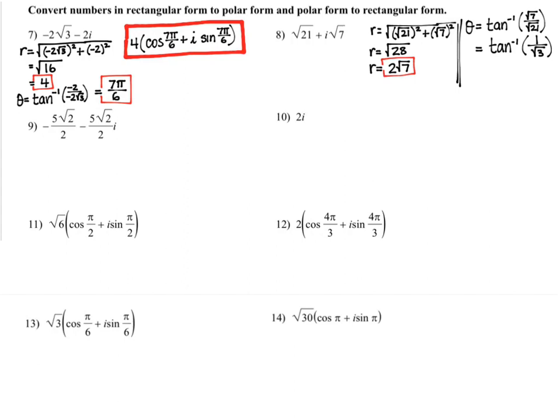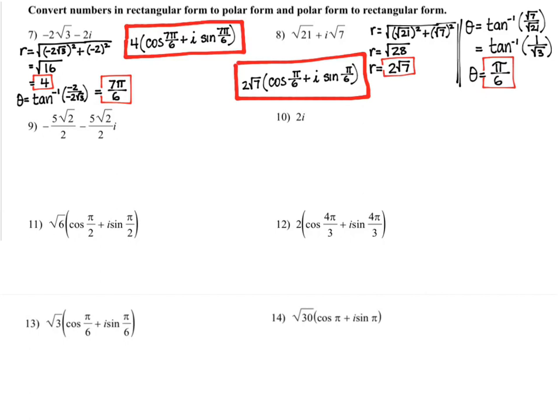And I'd like you to try your best to be memorizing those. You should have them memorized. And so we have that theta is pi over 6. Once again, we write down our polar form of our complex number.